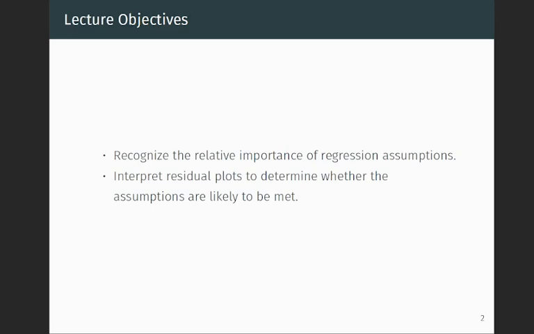In this lecture the objectives are as follows. We'll discuss the different assumptions behind linear regression, and after the lecture you should be able to recognize the relative importance of regression assumptions. They're not all as important as the other ones. And then being able to interpret residual plots to determine whether the assumptions are likely to be met.